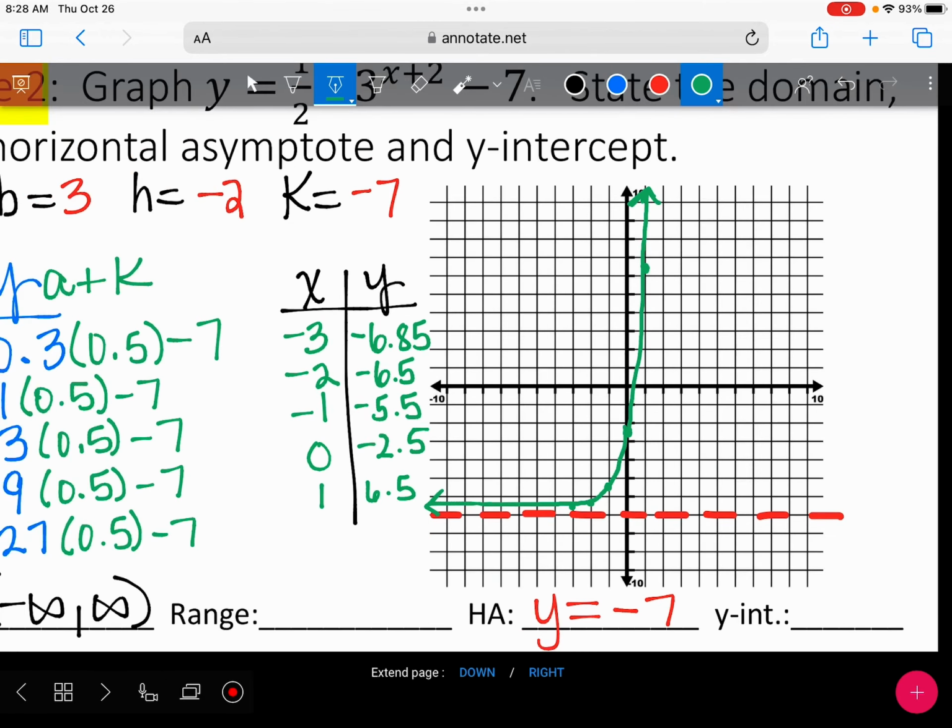So it looks like a backwards L. That's kind of what I look at. I don't know how to describe the shape of an exponential. It starts off really close to the asymptote, and then it goes up really, really slow, and then it rises up super fast.